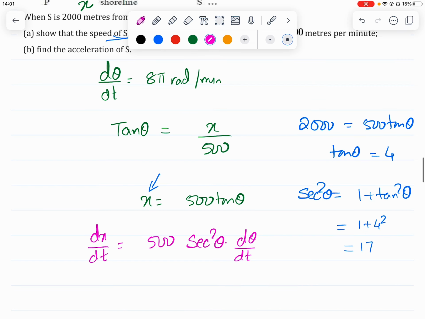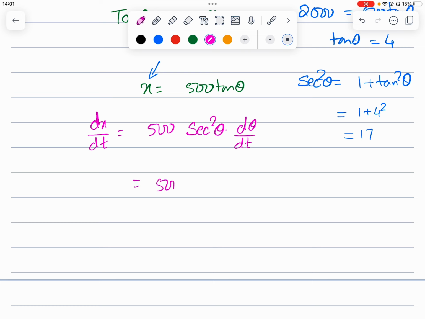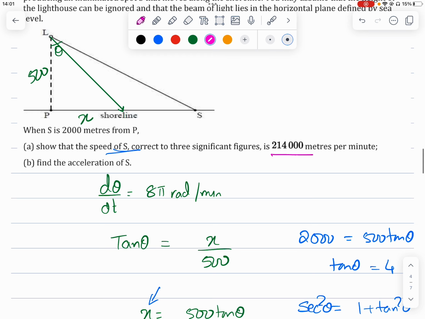Now what am I going to do? I'm going to plug in these values. So it is going to be 500 times secant square theta, which is 17, times d theta by dt, which is 8 pi. Simplify this. I'm directly writing it as 214,000. What is the unit again? Meters per minute. That's going to be the answer to what has been asked to prove.